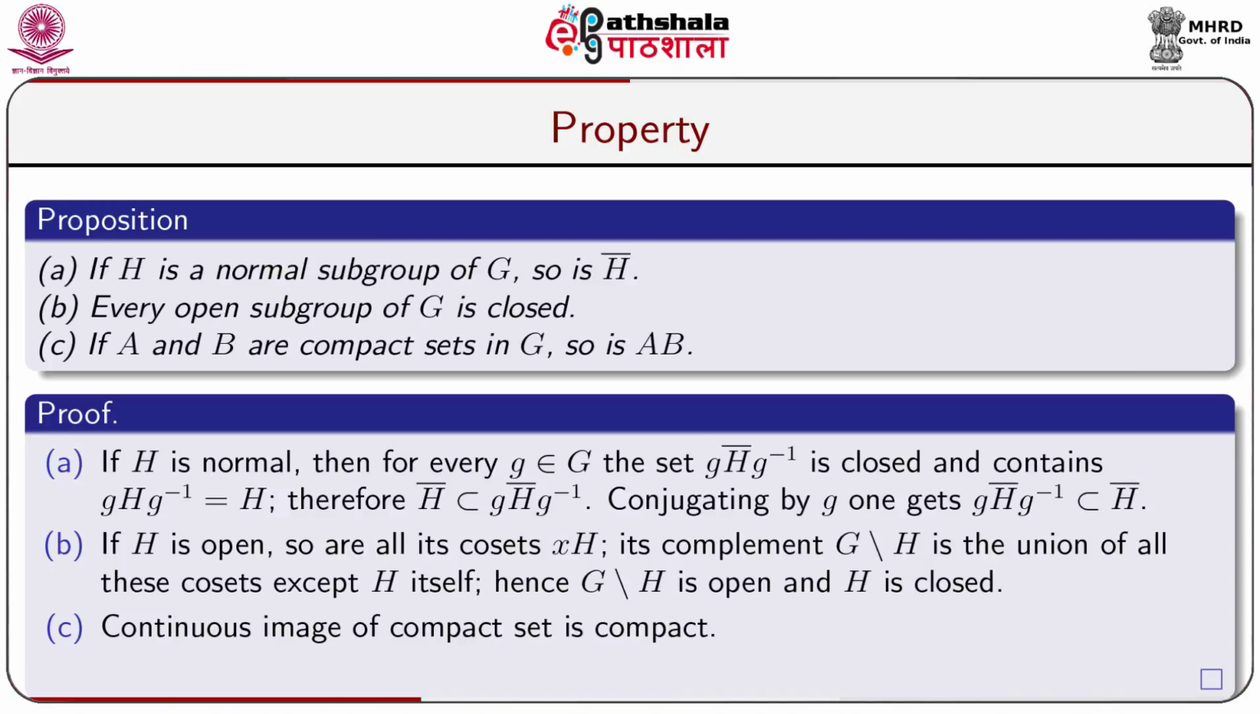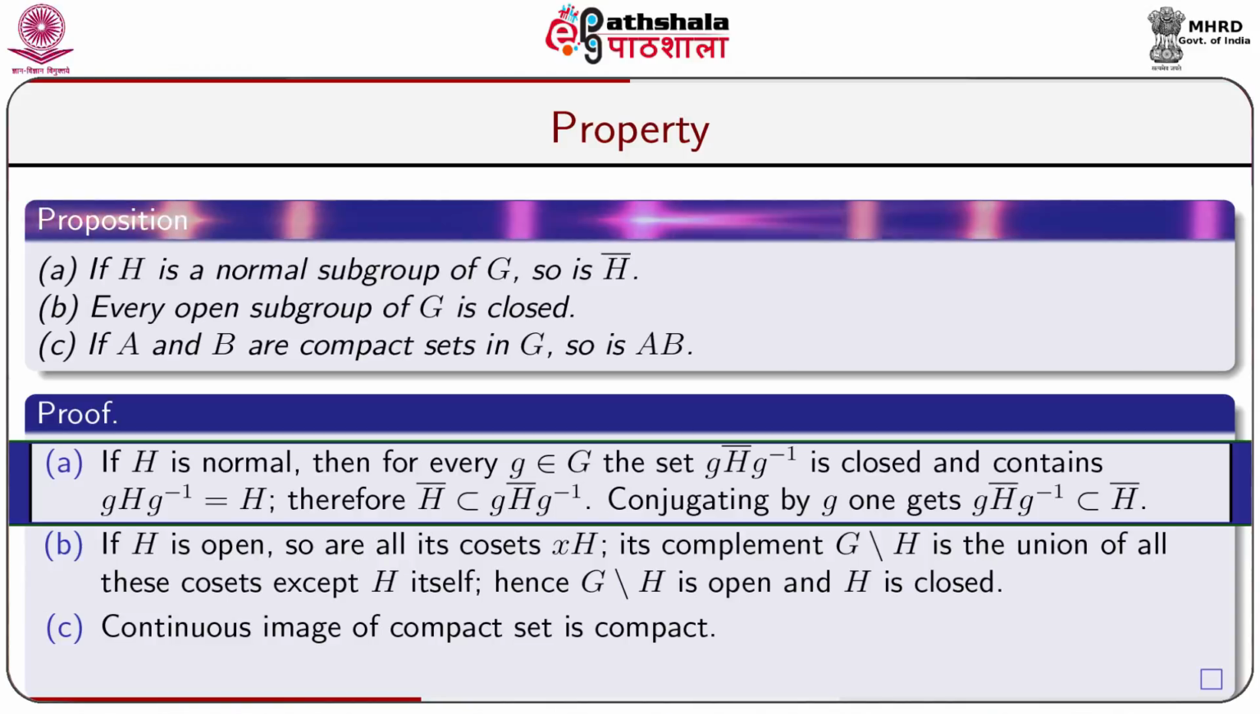The following results are also important in case of topological group. A: If capital H is a normal subgroup of G, then so is closure of H. B: Every open subgroup of G is closed. C: If A and B are compact subsets of G, then so is A product B. In fact, C follows as product is a continuous mapping in topological group. To prove A, let H be a normal subgroup of G.